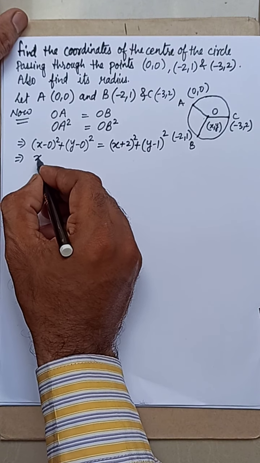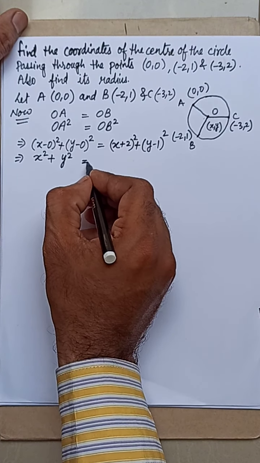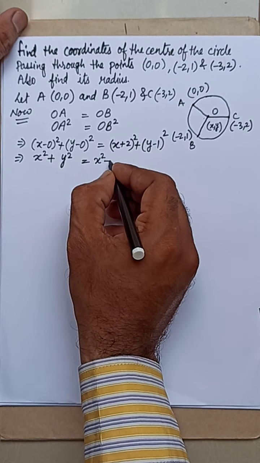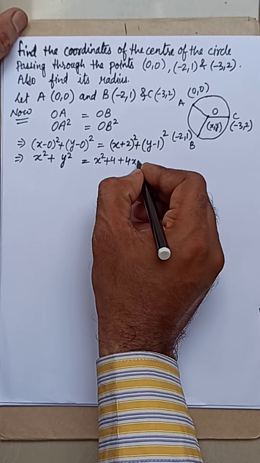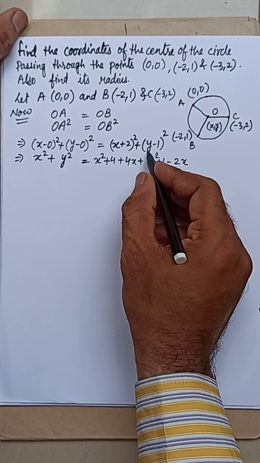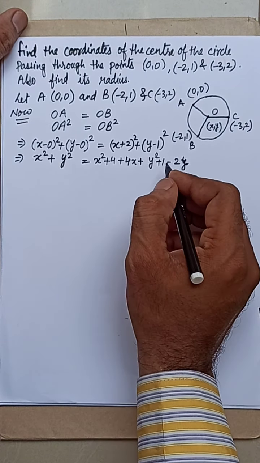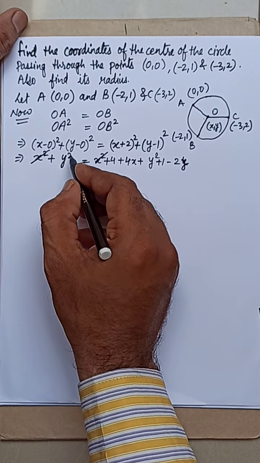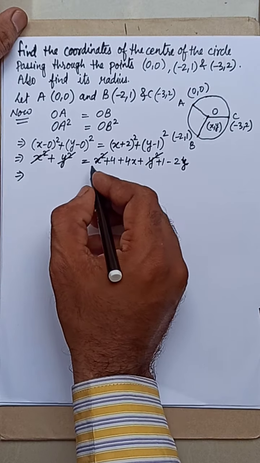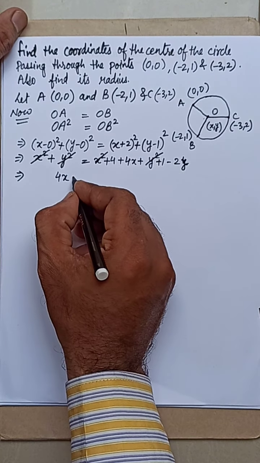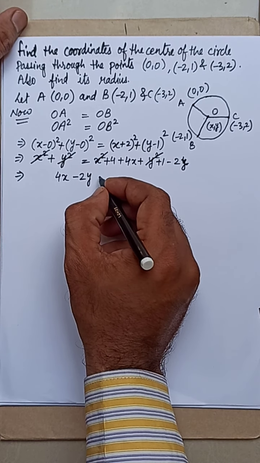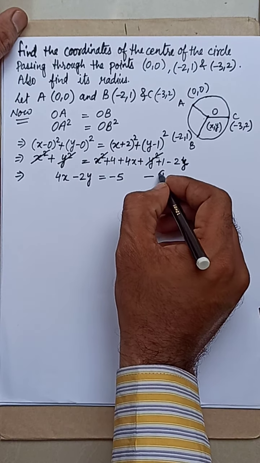Now we can simplify. It is x square plus y square equals, using the identity (a plus b) whole square, x square plus 4 plus 4x, and plus y square plus 1 minus 2y. Here x square and x square cancel out, y square and y square cancel out. So what is left over here? Plus 4x, minus 2y, 4 plus 1 is 5, we can transpose to the other side, so that equals minus 5, and this is equation number 1.